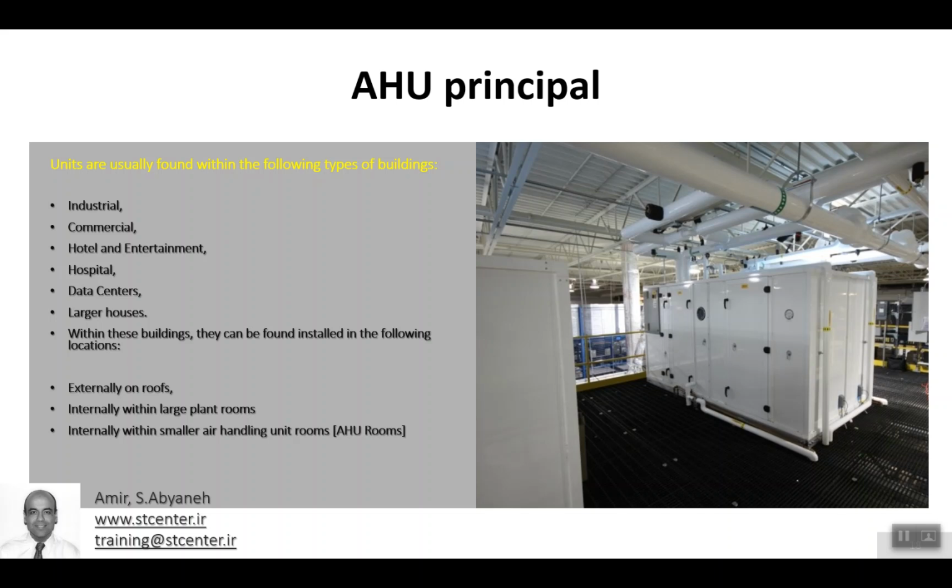So these units are usually found within the following types of building: industrial, commercial, hotel, hospital, data center, and larger houses. They are installed on the roof, in large plant rooms, or in special rooms that are provided for the air handling unit in a project.